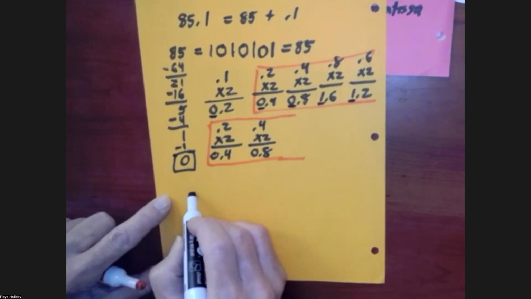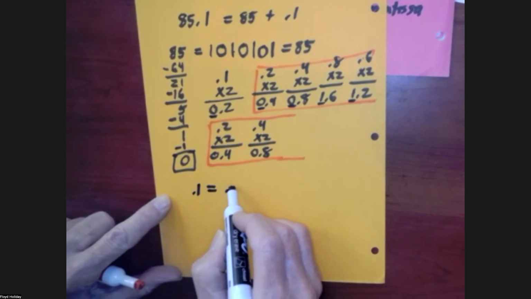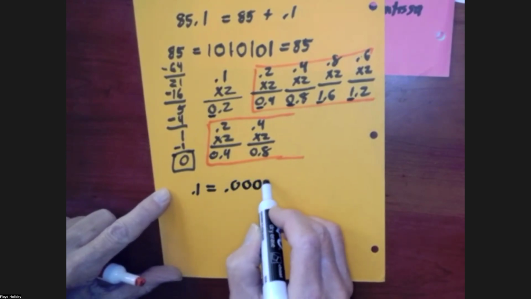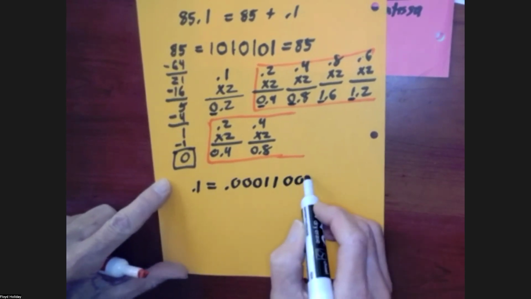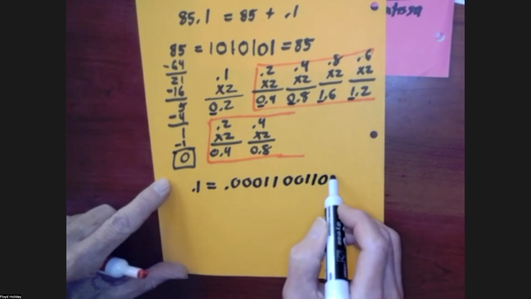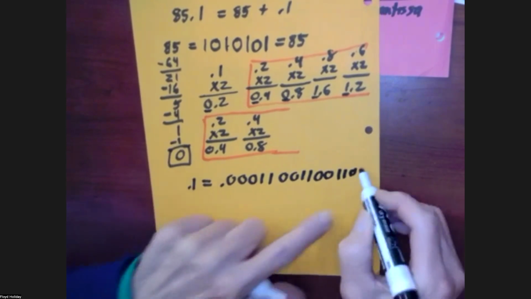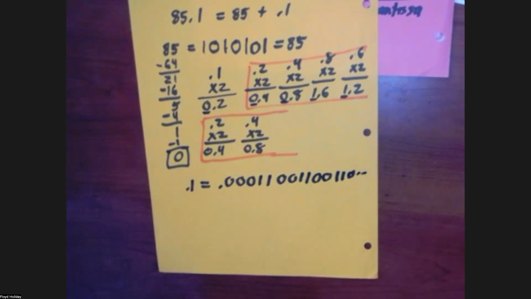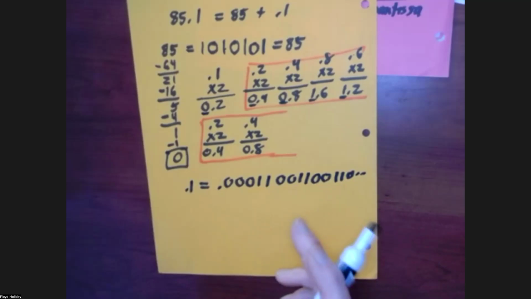It says that 0.1 decimal is equal to 0.0011001100... and the pattern keeps going: two ones and two zeros, two ones, two zeros, two ones, two zeros.